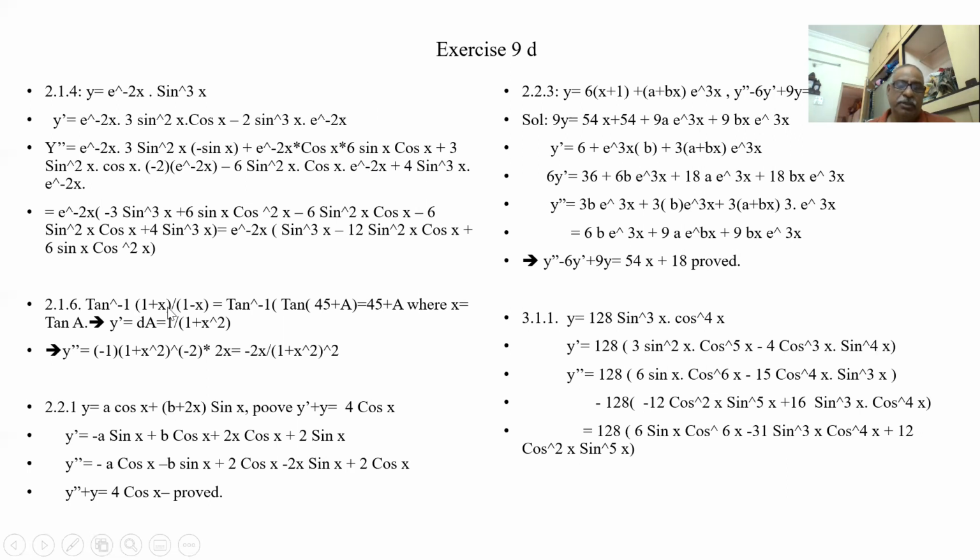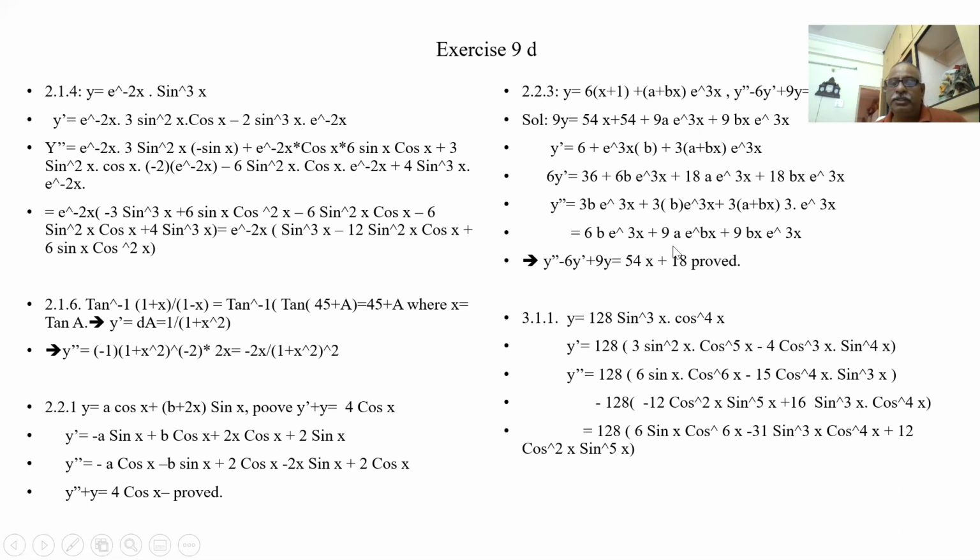So tan inverse, I want double dash. So what is tan inverse? Let us assume x as tan A. This is (tan 45 plus tan A) by (tan 45 minus tan A). So this is tan (45 plus A). So this is A. So y dash is secant square A, and dA by dx is 1 by secant square A, that is 1 by 1 plus x square, because I assumed x as tan A. So this I have to differentiate again. So minus 1 by (1 plus x square) whole square into 2x.